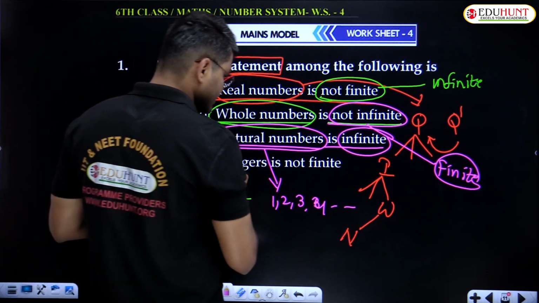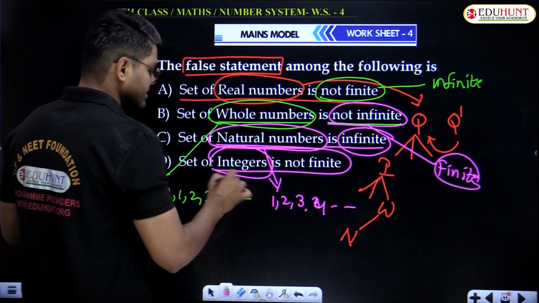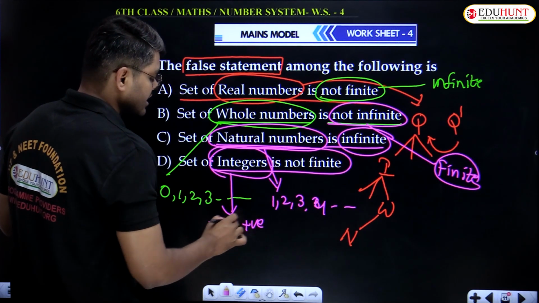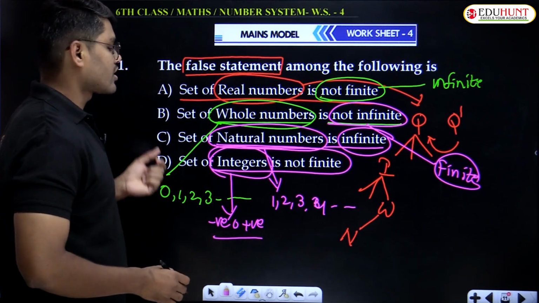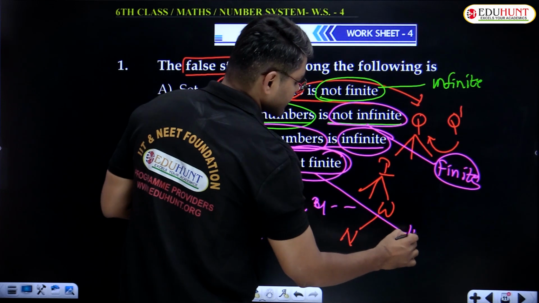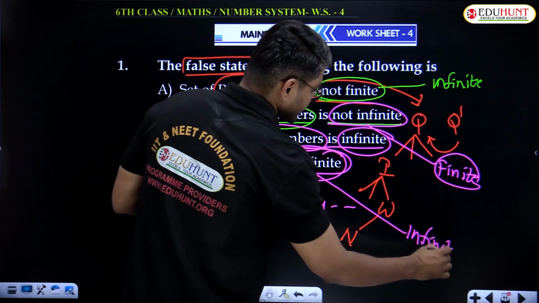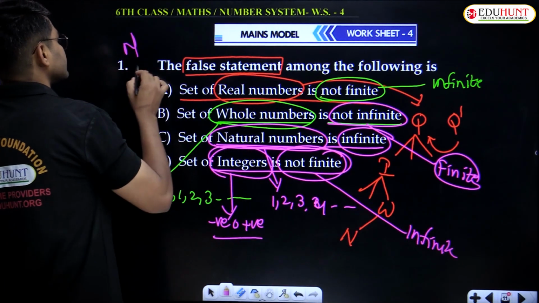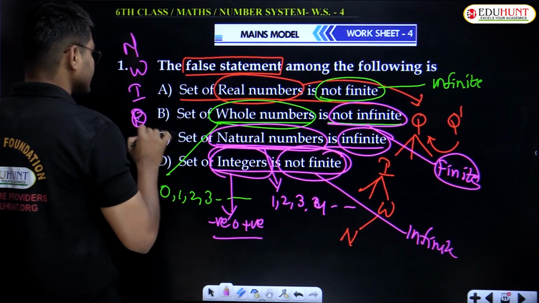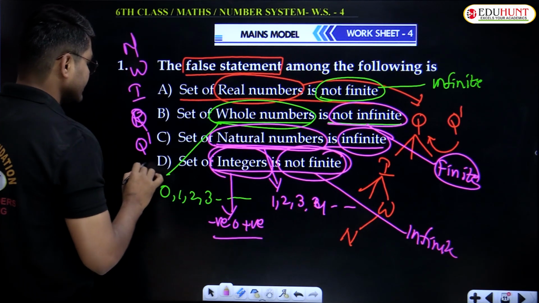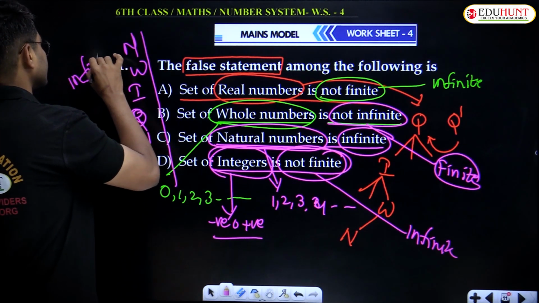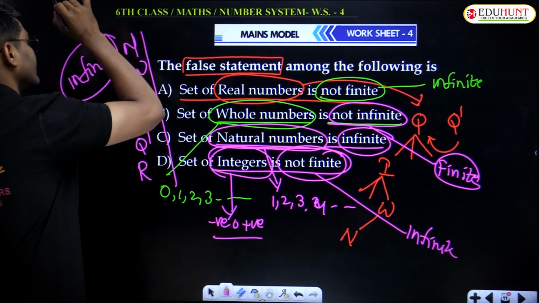Set of integers is not finite. What are integers here? Integers are nothing but negative values, positive values, and in between 0 is there. Those are called integers. Integers is not finite. Not finite means infinite. Here see, natural numbers, whole numbers, integers, rational numbers, irrational numbers and real numbers all are infinite. These all are infinite numbers.